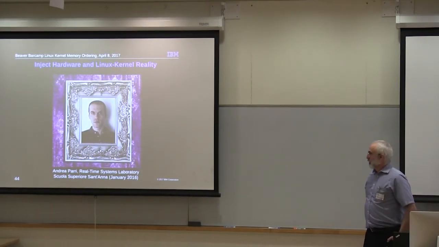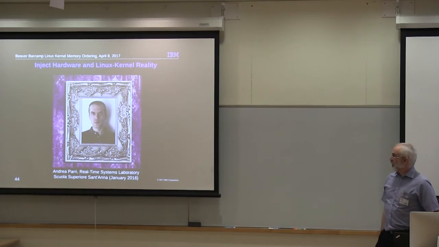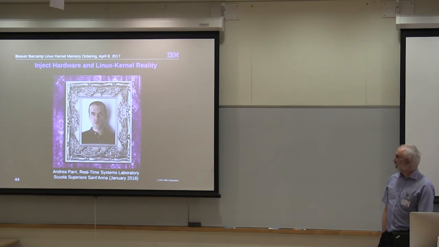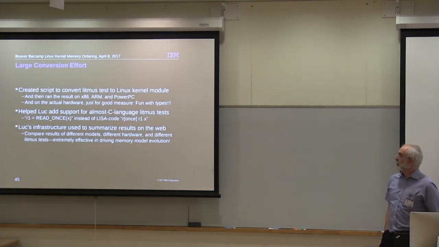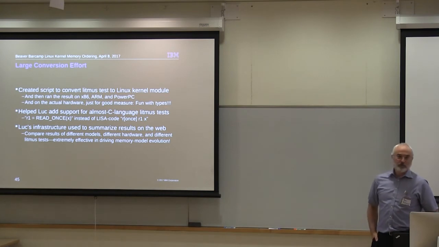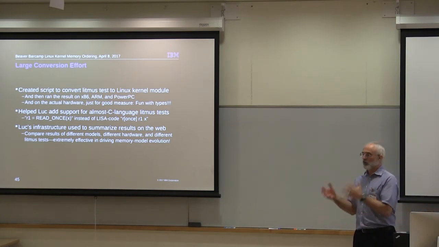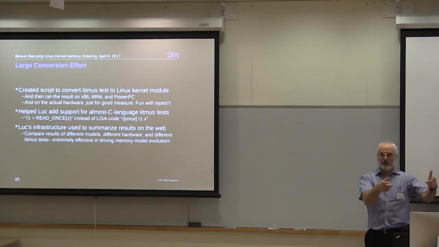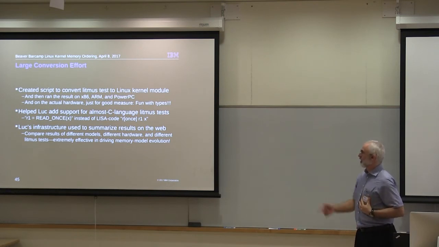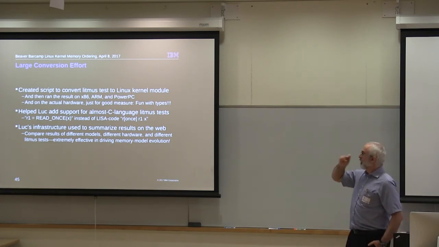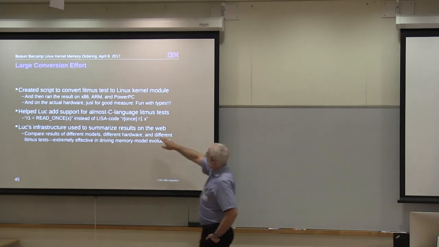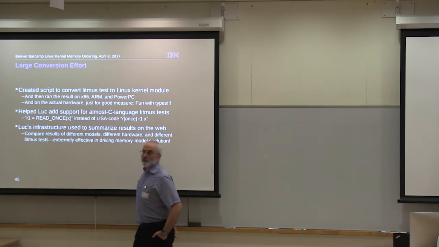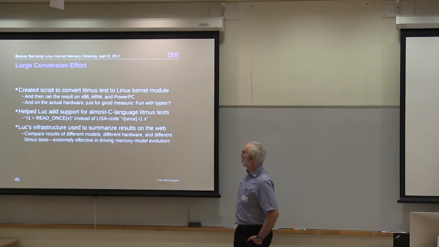So Luke recruited this guy, Andrea Parri, who's at the Real-Time Systems Laboratory in Scuola Superiore Sant'Anna in Pisa, Italy. He's a PhD student, and he did a bunch of stuff. He did some scripts to convert the litmus test to Linux kernel modules, so you can take a litmus test, run it through this script, get a kernel module, which you can then load and run in the kernel, and see what the kernel memory model does to that litmus test versus what the real hardware and the real kernel do. He also, up to this point, we were doing weird stuff like R1X, the Lisa code, and he added the support for something that gives you the actual syntax of the Linux kernel.